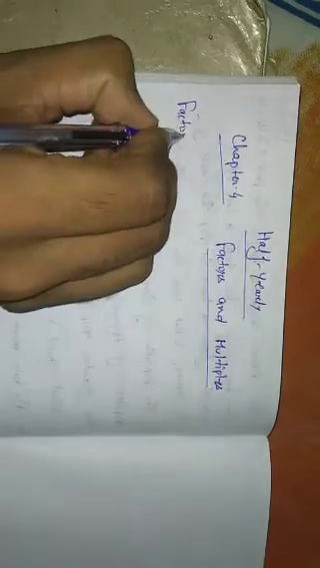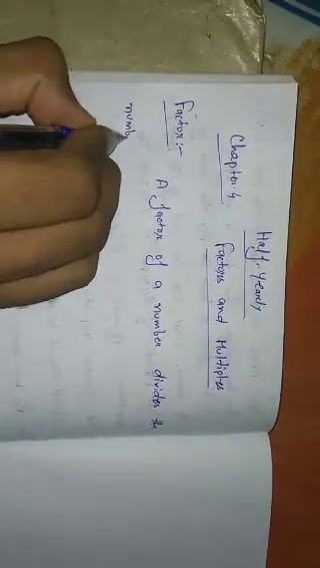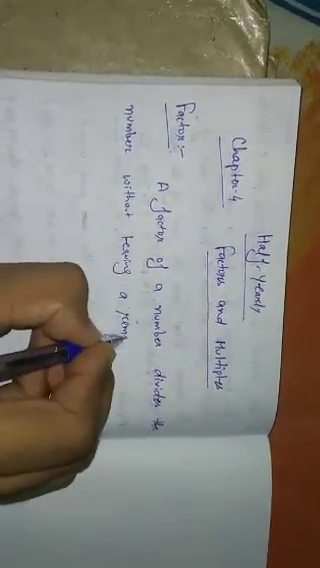Okay students, so look and listen carefully. First, you should know what a factor is. A factor of a number divides the number without leaving a remainder. It means when we divide any number by a specific number, there will be no remainder. That is called a factor.